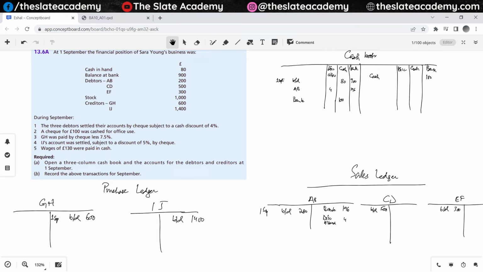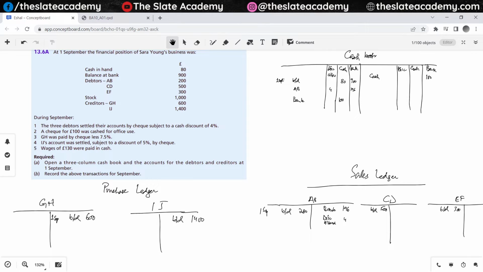Exactly. So we have taken 3 T accounts and combined them together in the form of one, which we call the 3 columnar cash book. Acha ji. Then GH was paid by check less 7.5%. Acha, this I got right to the end of the end of the chapter question.